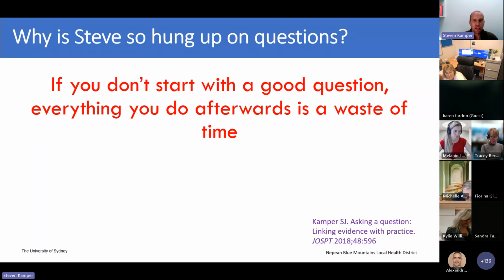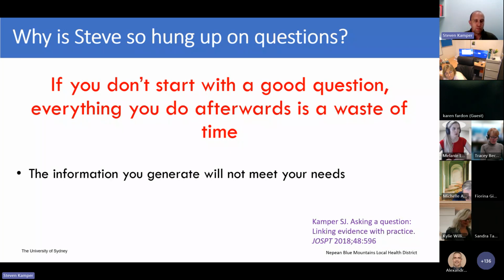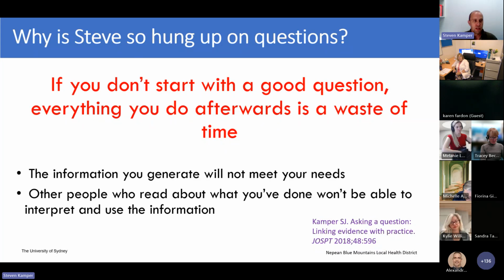Why do I think everything you do afterwards is a waste of time? One, because the information you generate, and as I said before, all the study is doing is generating some information. Now, if you don't start with a good question, whatever that information is, it will not meet your needs. It will not serve your purpose. And secondly, it won't serve a purpose for anyone else either. So they won't be able to interpret or use it either. So the reason I'm so hung up on questions is because I see them as absolutely fundamental. They're the non-negotiable start of a study.